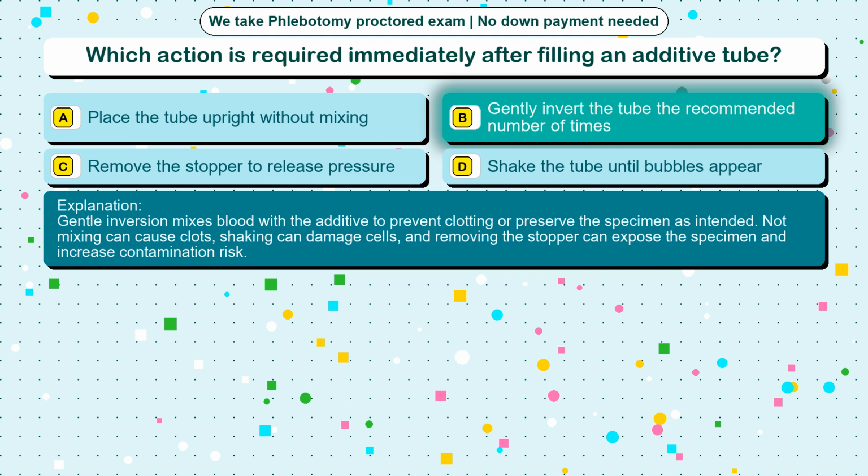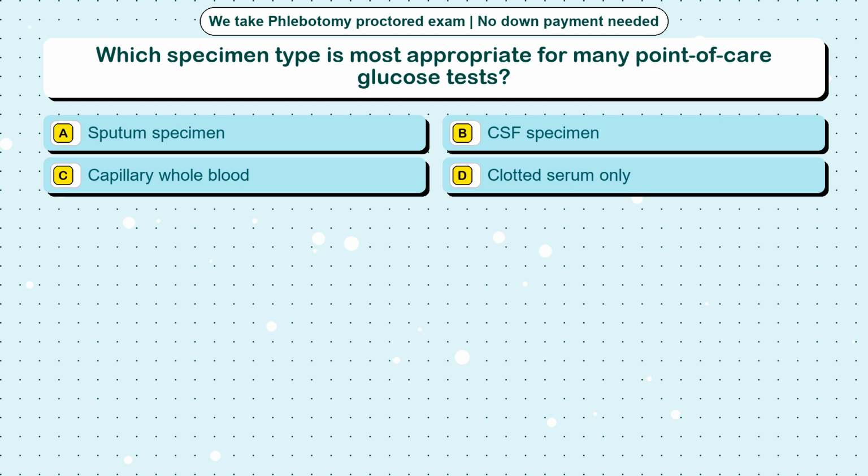Question 28. Which specimen type is most appropriate for many point-of-care glucose tests? Option A, sputum specimen. Option B, CSF specimen. Option C, capillary whole blood. Option D, clotted serum only.